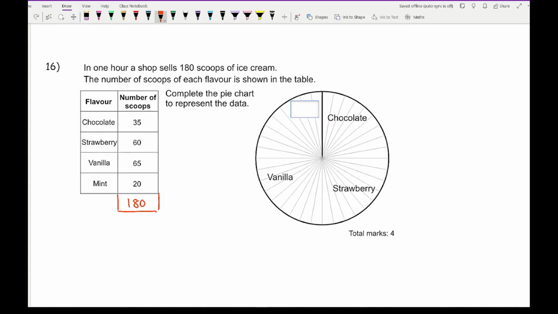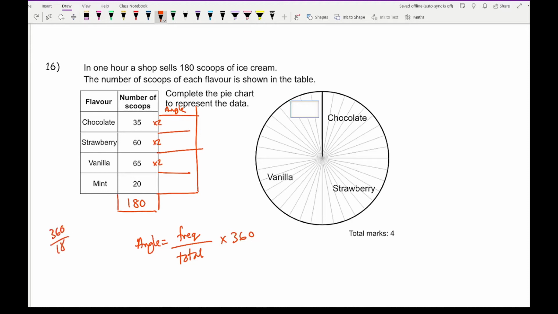So here for the angle, let's just put angle here. Then the formula that I need to use is that the angle equals the frequency divided by the total times 360. Now with this, all I need to do is multiply by 2, because again 360 divided by 180 is 2. So if I multiply each of these numbers by 2, I should get the angle. So 70, 120, 130 and 40.